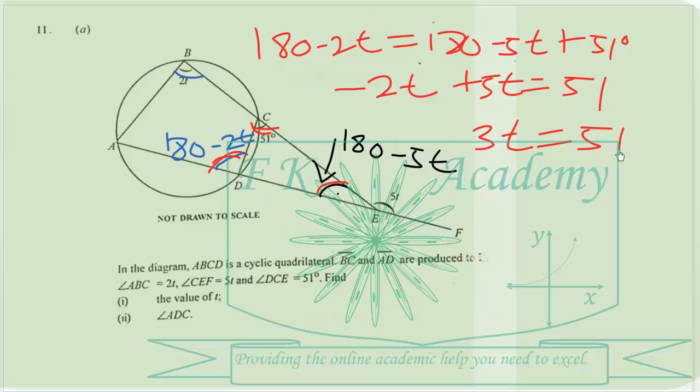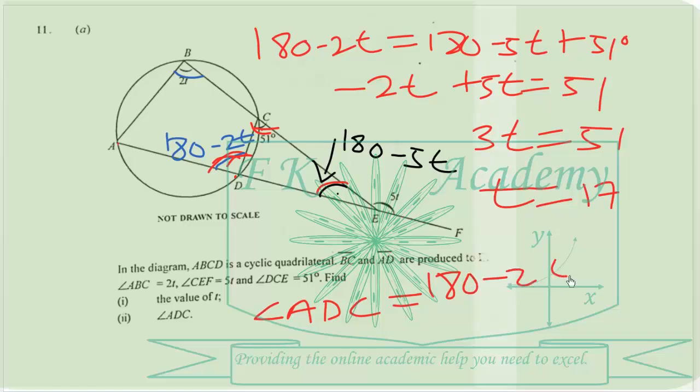When we divide 51 by 3, we obtain 17. So we get T equal to 17. So if T is 17, angle ADC is equal to angle ABC's supplement. This angle is equal to 180 minus 2T.